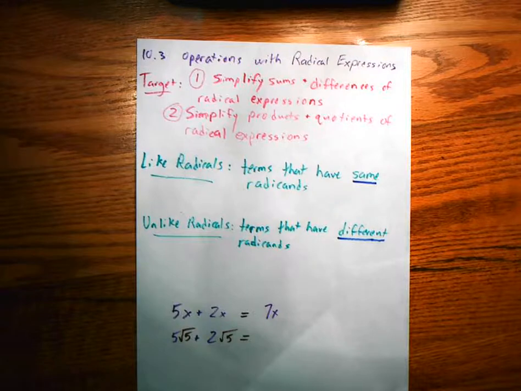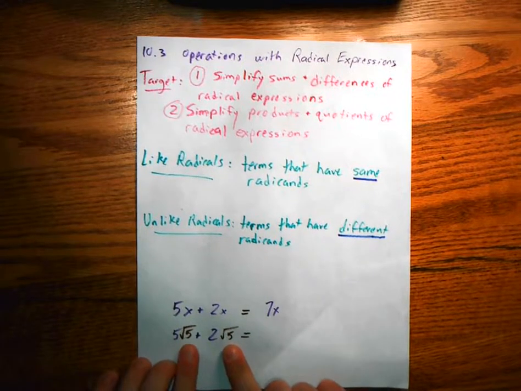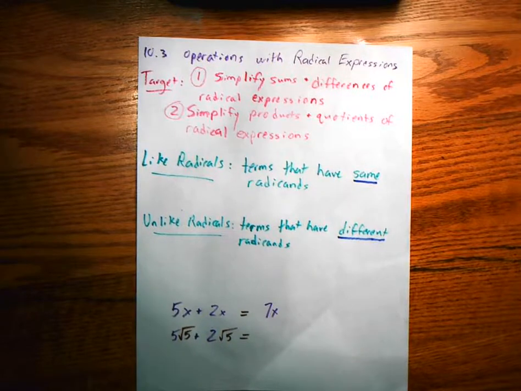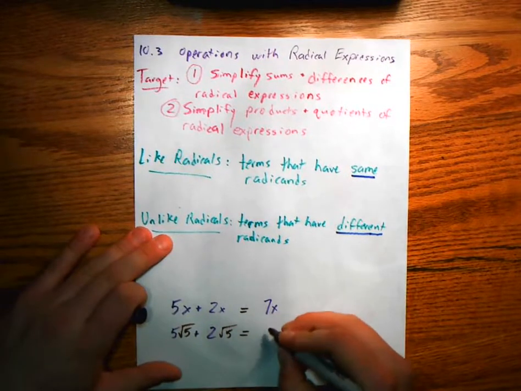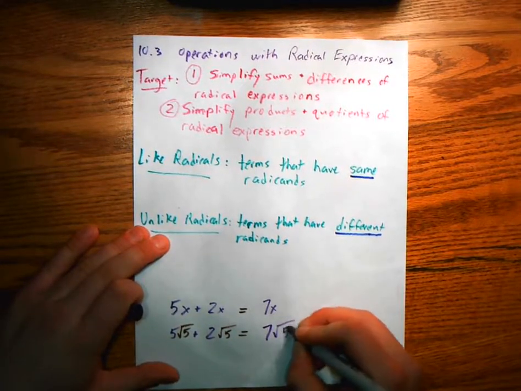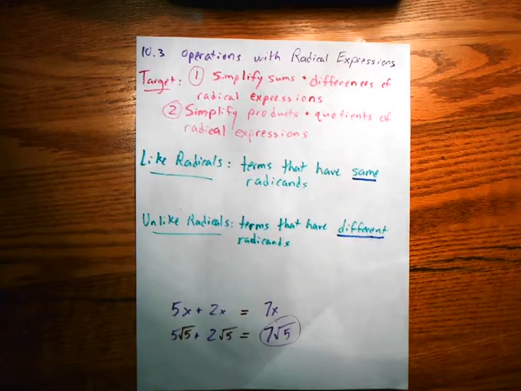Well, the exact same concept works for radicals. So if you look at two terms that are being added with the exact same radical, you can add them just like you normally would with the variable, but instead you keep the radical exactly the way it is. So that's why up here I wrote like radicals. You combine the terms that have the same radicands, or the same number underneath the radical, and then unlike are any ones that have different radicals.